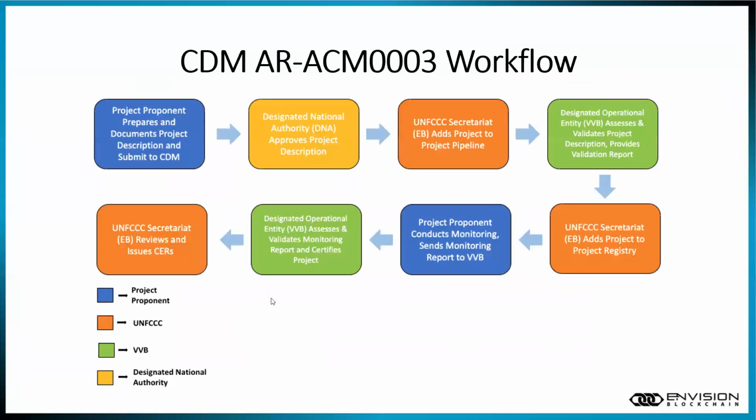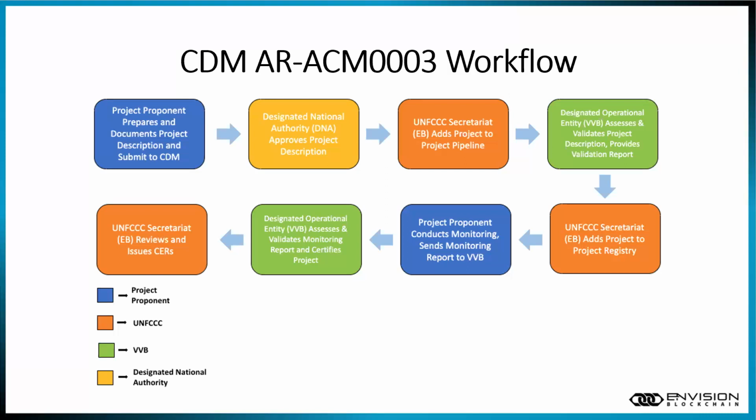And now we could take a look at our workflow. We're going to see this within our demo. These are all the steps we're going to take and the roles that are going to be a part of that step. So we see these small squares at the bottom left, and we have blue, orange, green, and a gold. So blue is going to be our project proponent, orange is UNFCCC, green is the VB, and gold is going to be the designated national authority.